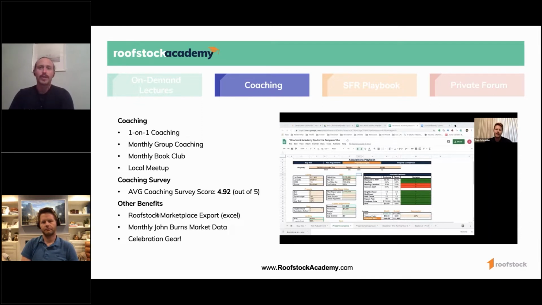So coaching surveys, we have an average score of a 4.92 out of 5. Again, constantly taking the pulse of how those are going. And then some other benefits that you get for being an Academy member, we have a Roofstock marketplace export to Excel. So you can basically export all of the active listings on Roofstock into an Excel sheet and sort and filter those a little bit more by criteria.